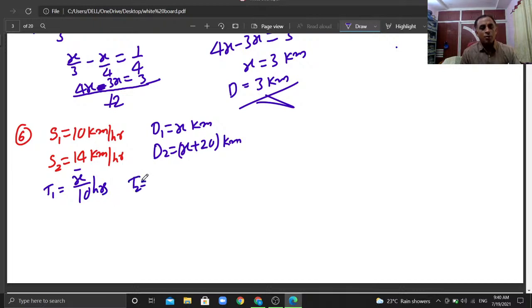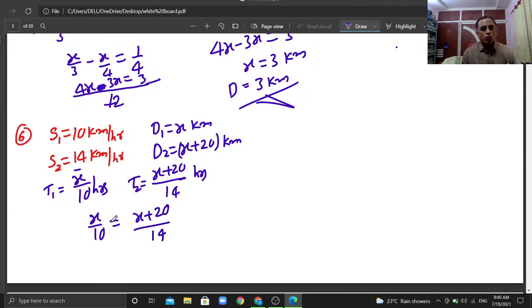Second day time is distance by speed, x plus 20 by 14, so x plus 20 by 14 hours. In the first day and the second day, in both cases the time is the same. If you equate these two equations, then you will get the value. Both cases the time is same. Therefore, x plus 10 is equal to x plus 20 by 14.